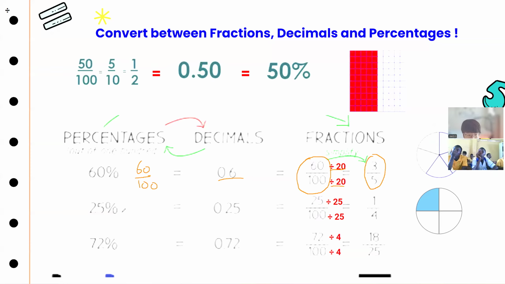Let's see the next one. The 25% is 0.25 because it is 25 over 100. It's 25%. And if you divide by 25 on both sides again, we get 1 over 4. That's the simplified fraction.